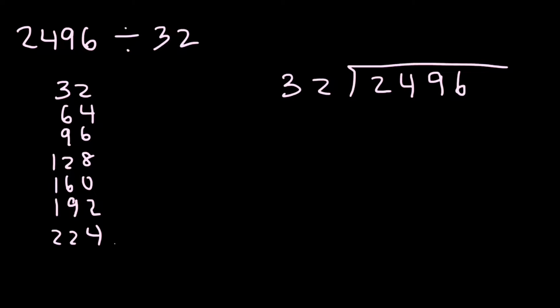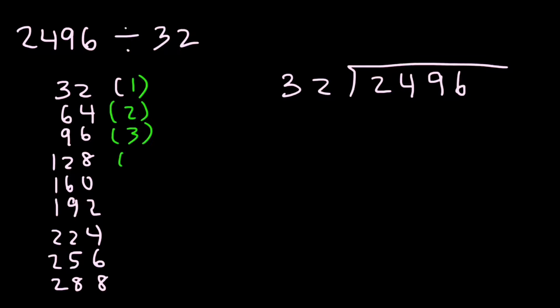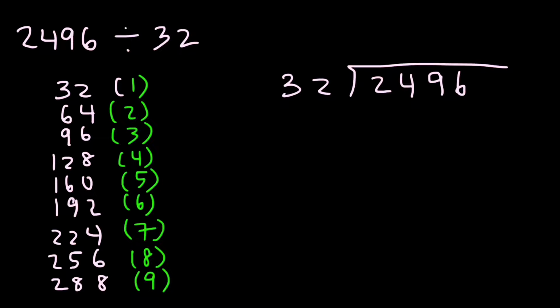Now 224 plus 32, we just got to add 24 and 32. 4 and 2 is 6, 2 and 3 is 5, so this is going to be 256. And if you want to add it one more time, 6 plus 2 is 8, 5 and 3 is 8, the next one is going to be 288. So let's count it. 32 times 3 is 96, 32 times 5 is 160, 32 times 7 is 224, 32 times 9 is 288. So you get the picture.